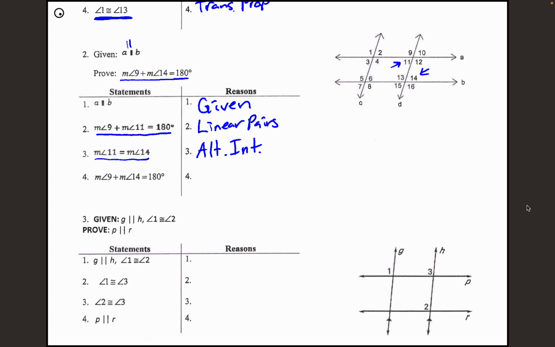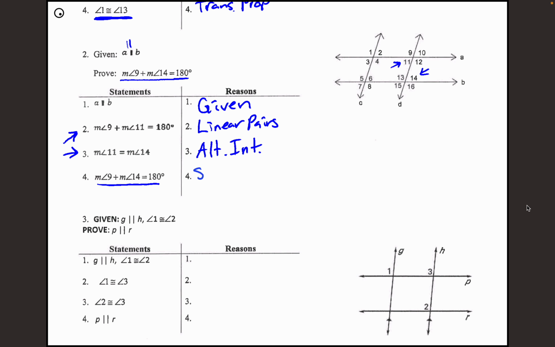This one, I can't say transitive property, because it's not two different sets of congruent angles. We're proving that angle 9 plus angle 14 equals 180. How do I know that? What did I just do? Now, always look at the previous two steps, and look at the angles and what happens.